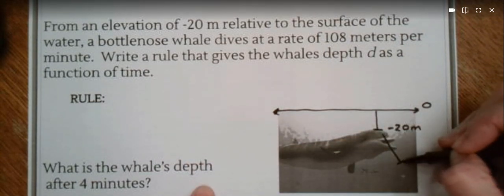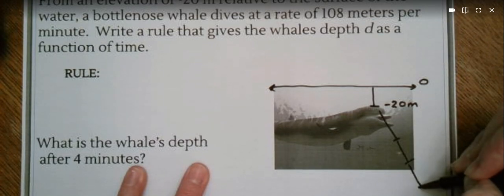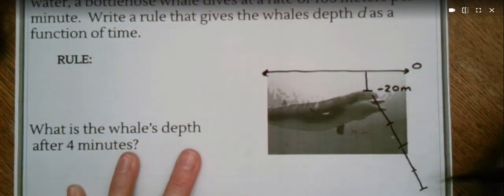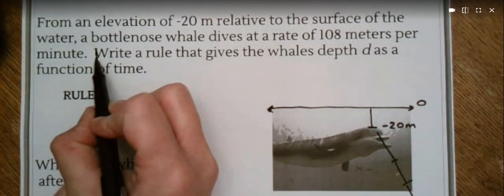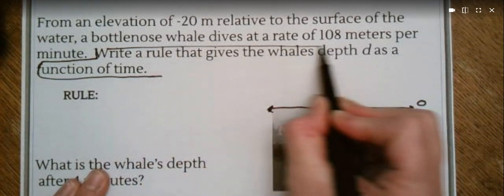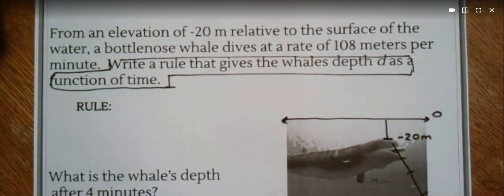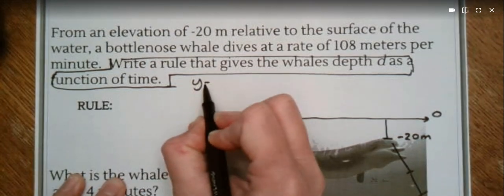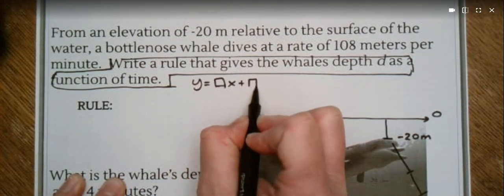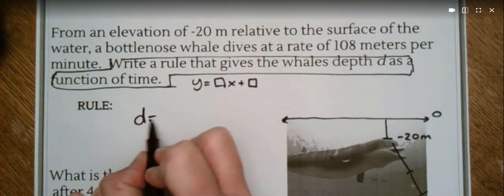So this guy is going to dive. So I can kind of draw, if this is a minute, that's 108 meters, another 108, another 108, another 108. Every single minute, he's going down 108 meters, okay? So that's kind of what's happening. So we're asked to write a rule that gives the whale's depth as a function of time. So how can we figure out the depth of the whale for any given amount of time? Okay, so depth of the whale. Remember, keep in mind y equals box x plus box. Okay, keep that in the back of your head. So depth equals, instead of y, we're going to say depth of the whale equals what?